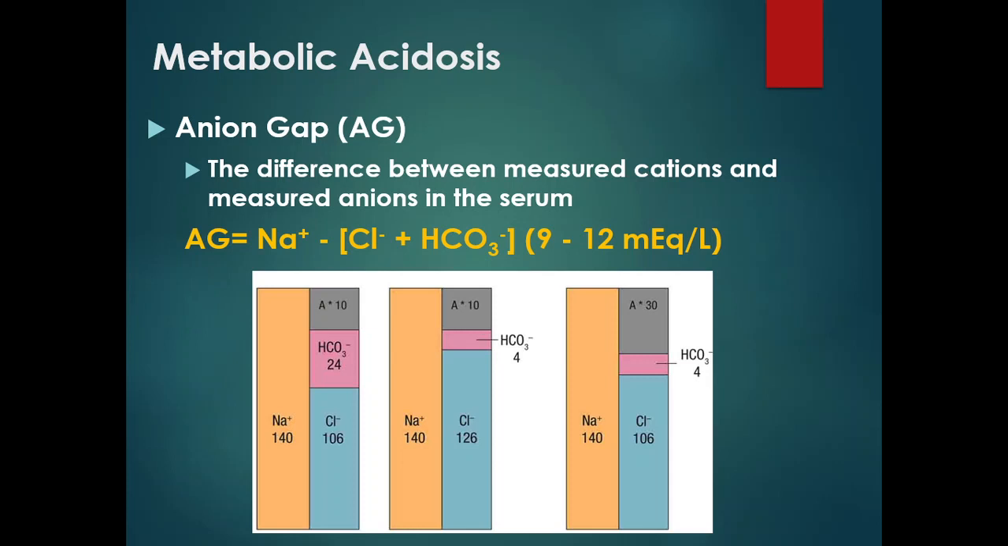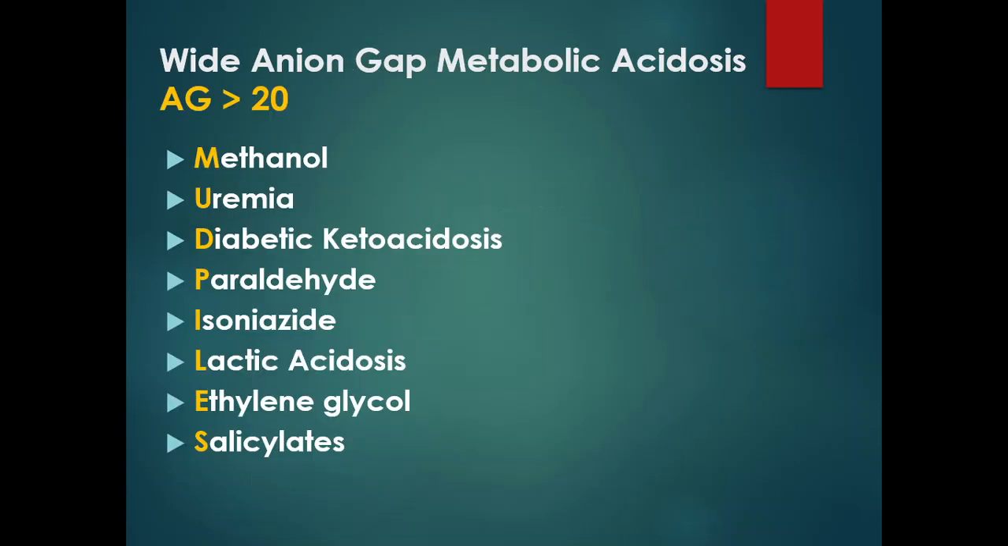If it's more than 15 or more than 20, that will indicate the presence of hidden anions in the blood, as shown on the right side of the screen here. Now, the causes of wide anion gap metabolic acidosis are usually serious causes, and these tend to have an anion gap of more than 20.